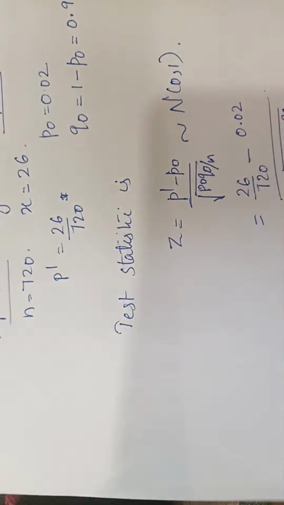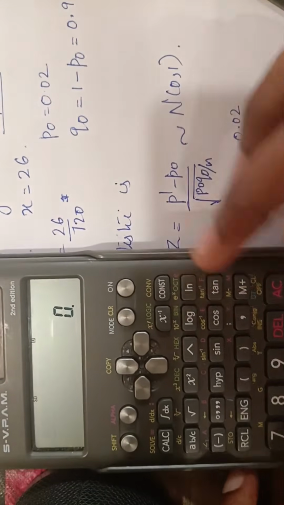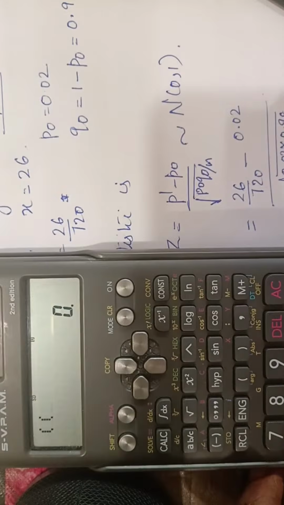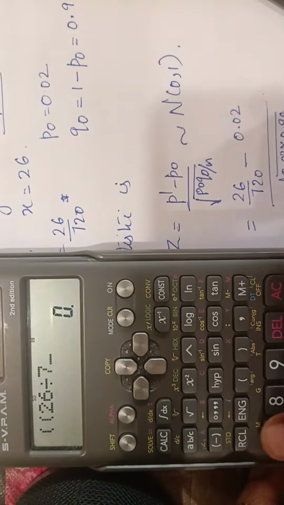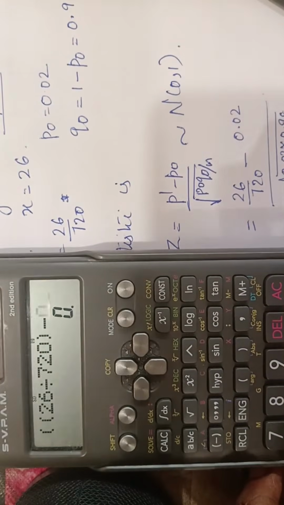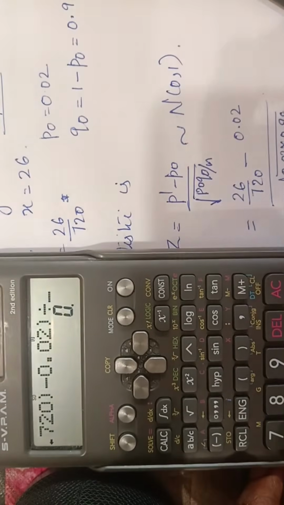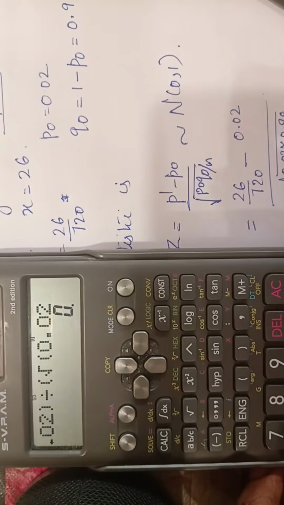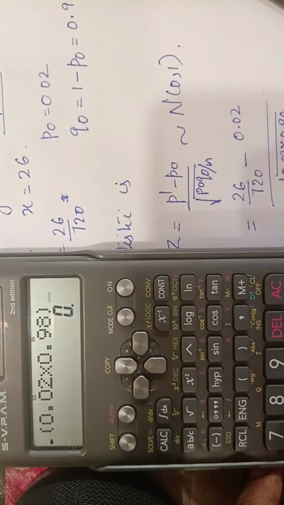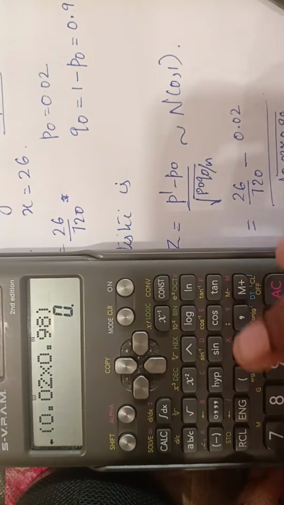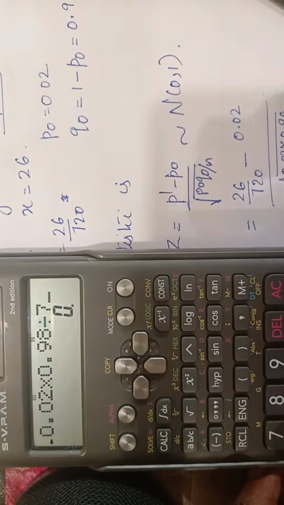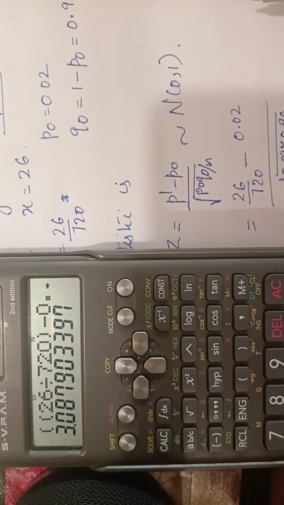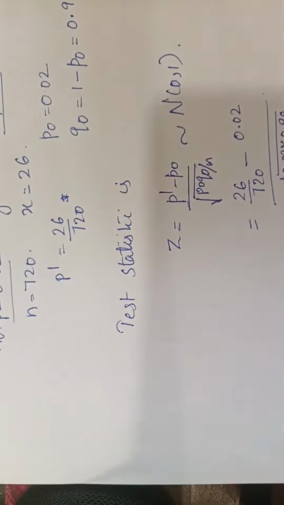Now let's see what is the value. (26 by 720 minus 0.02) divided by root of 0.02 into 0.98 divided by 720, which is equal to 3.0879. So this is the value of our test statistic.